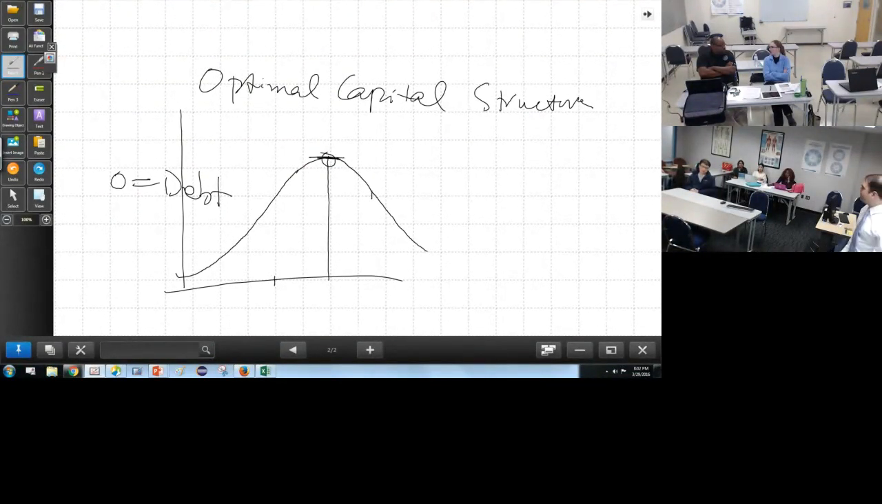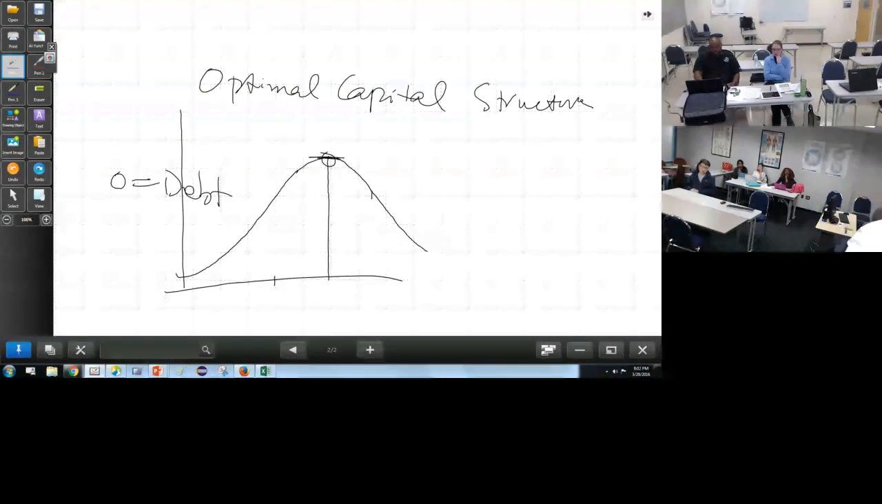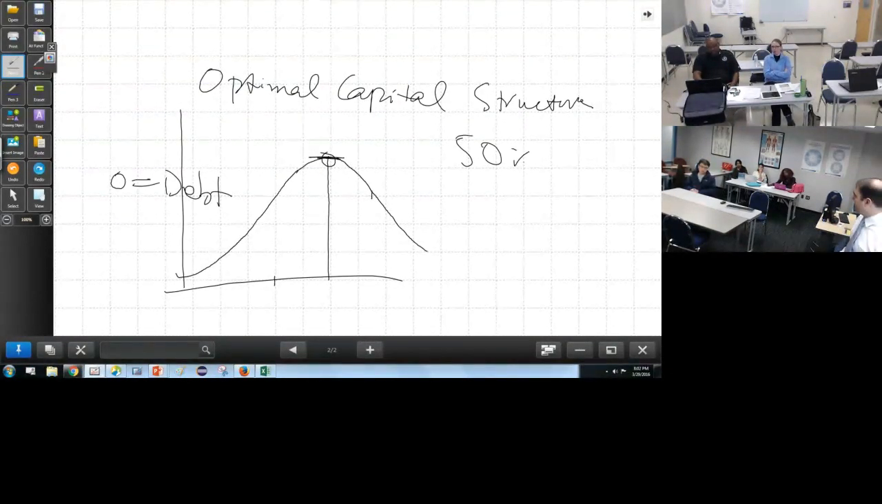Now the point that I'm trying to explain is, what is a good debt to assets ratio? In this case, I told you 50%. Is that good or bad? As I said, you need to compare this with the industry average. But again, if this company's optimal capital structure is 50%, then it is good for this company, even though it may be a little bit further from the industry average. Make sense?